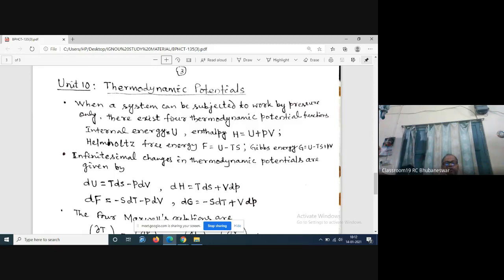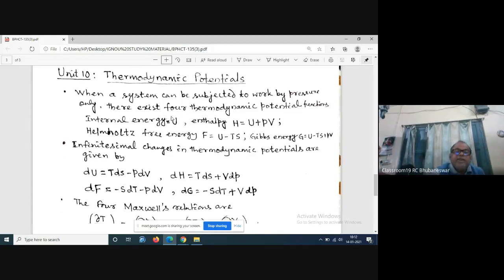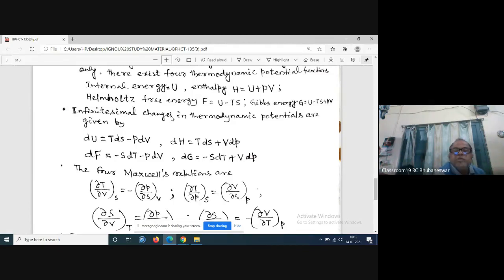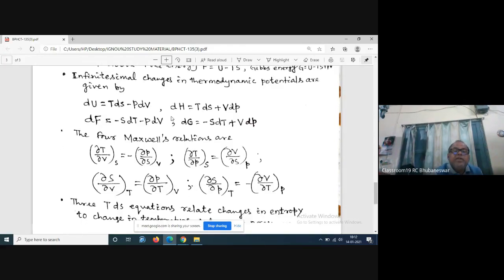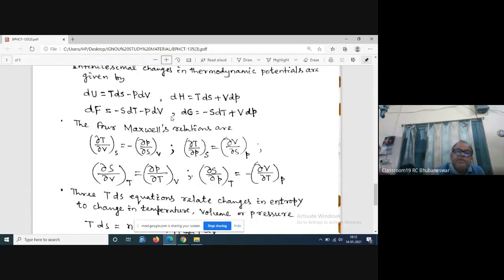The infinitesimal changes in the thermodynamic potentials U, H, F, G: dU equal to TdS minus PdV. Similarly, dH equal to TdS plus VdP, and dF equal to minus SdT minus PdV, and dG equal to minus SdT plus VdP. Okay.